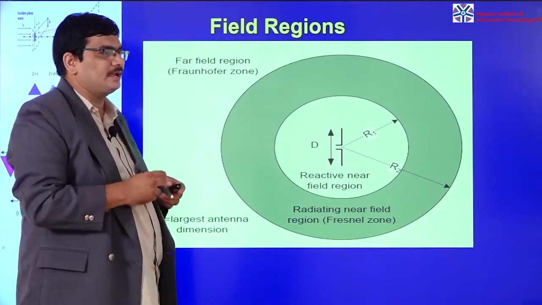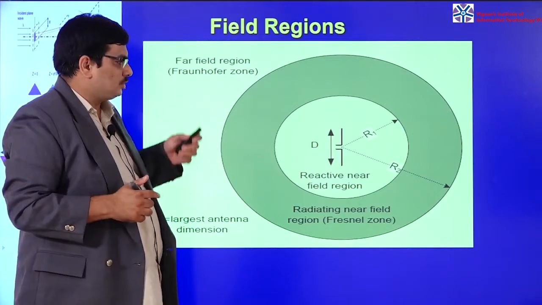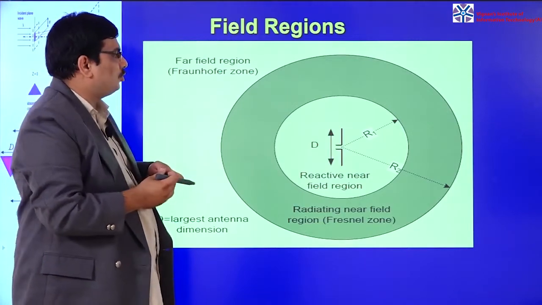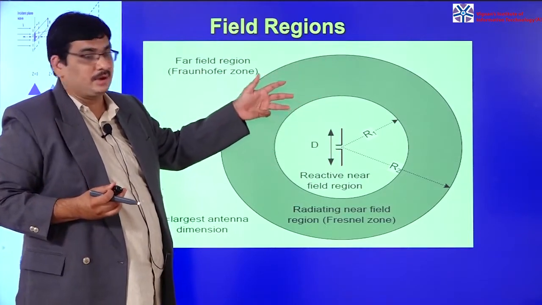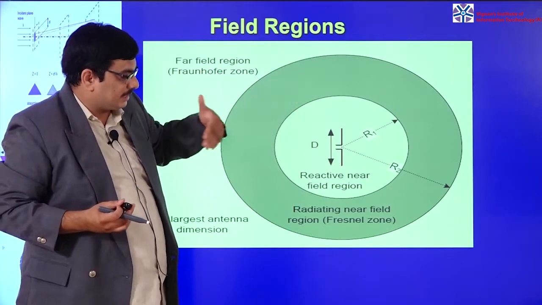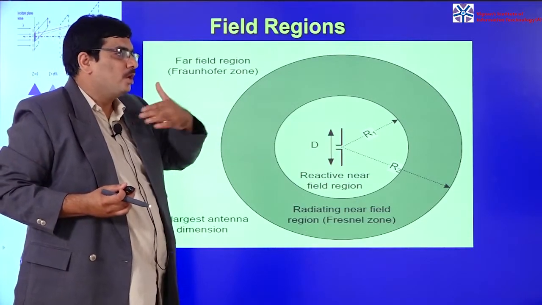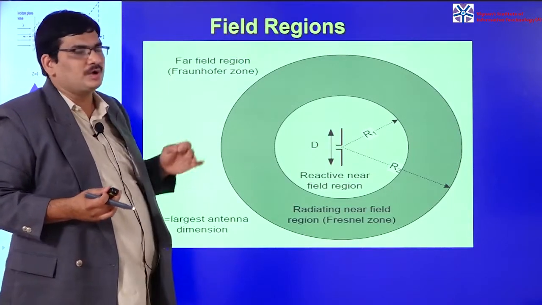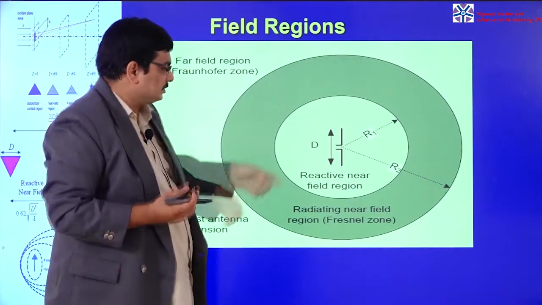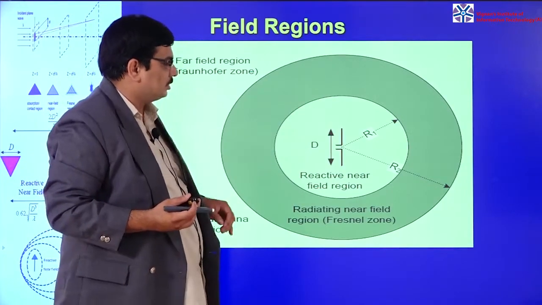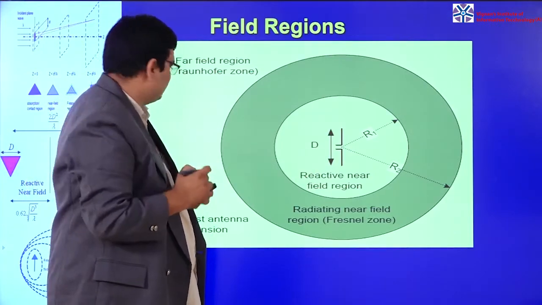The next important topic is field regions, that is, how your antenna will radiate at different distances from the antenna. If your observation point is very close, what will happen? If you are very far away from your antenna, what will happen? There are totally three regions from your antenna. Suppose here we are taking one dipole antenna with d equals lambda by 2. Here there are totally three regions.